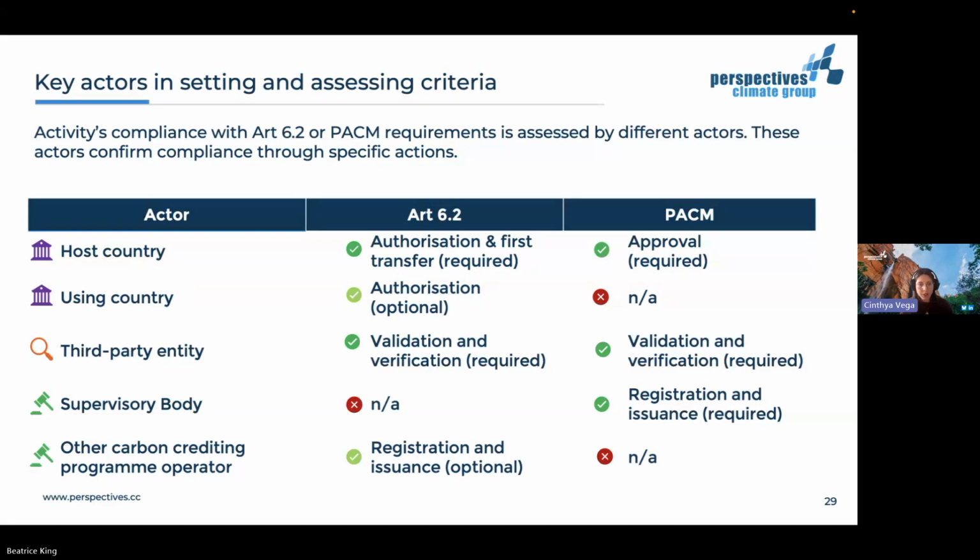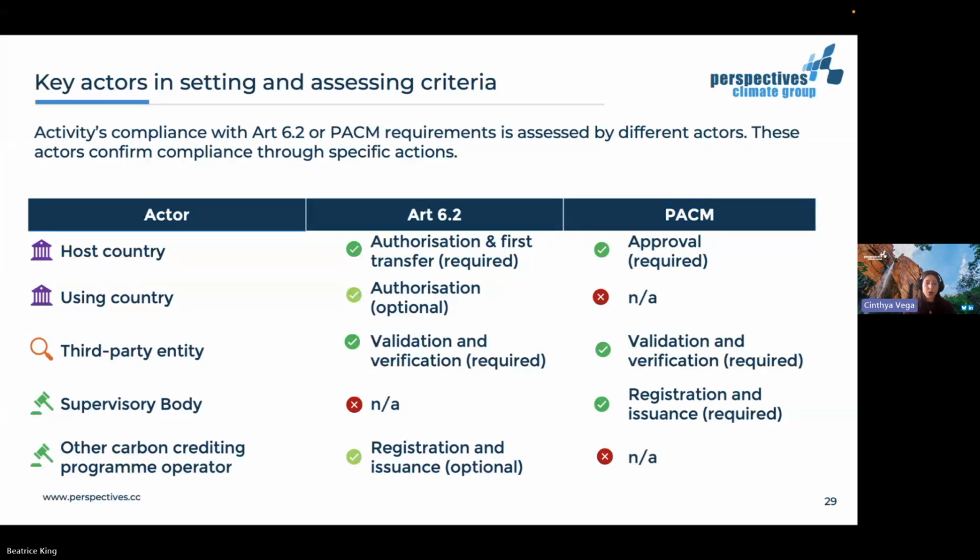So in the case of a host country, the host country will look at an activity, and then it will assess whether it complies with the national requirements that it set for authorization under 6.2. If this activity complies with the national requirements of the host country, then it will provide an authorization, and it will first transfer the ITMO when it's due.